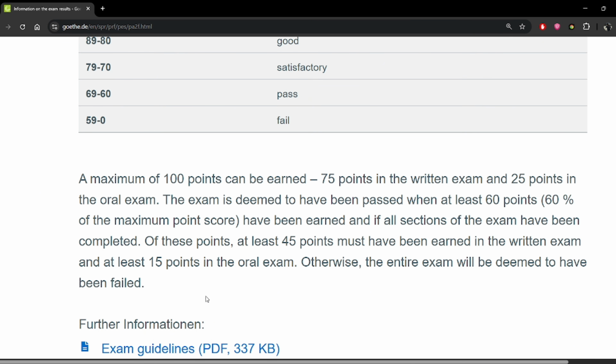So this means that if you get 60 marks in total, then out of these 60 marks, 45 marks must be in the first 3 sections and you must get 15 marks in the Sprechen part. Only then will you pass. Now let me explain this to you in some more detail.